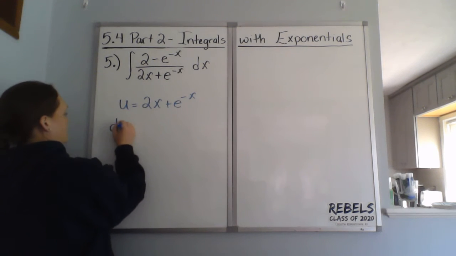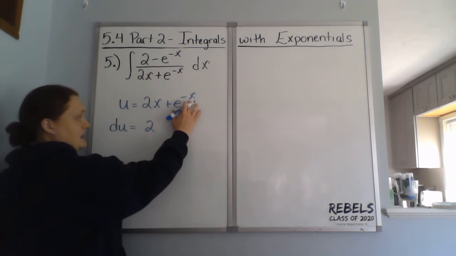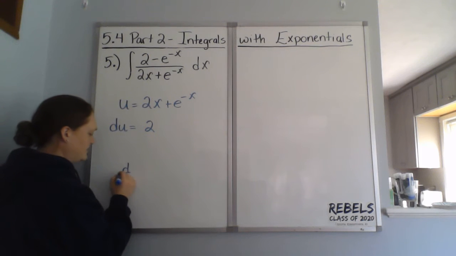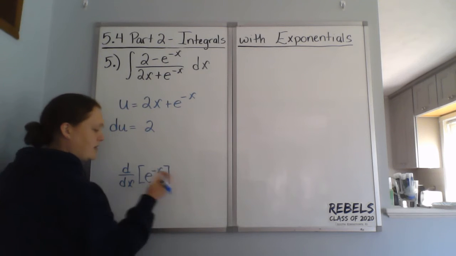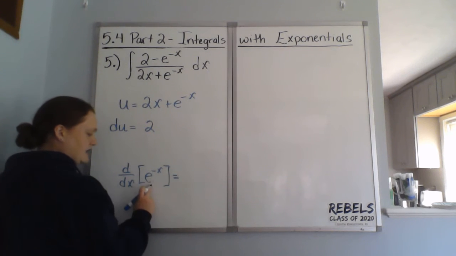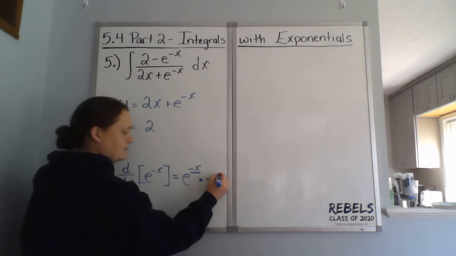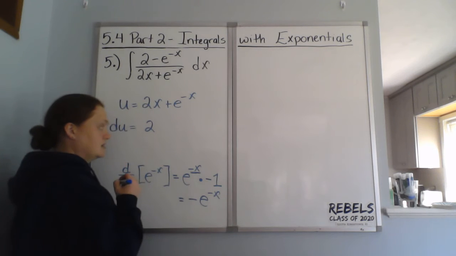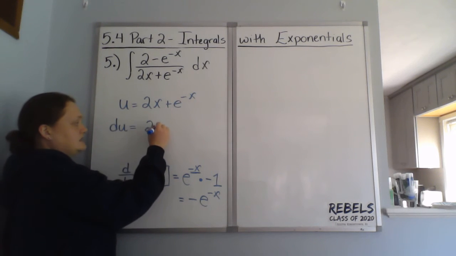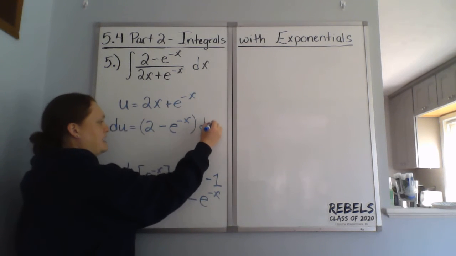Now the derivative of this. The derivative of 2x is just 2. For the derivative of e to the negative x, I'm just going to write out where it's coming from. The derivative of an exponential is itself times the derivative of the exponent. The derivative of negative x is negative 1. So this becomes negative e to the negative x. That binomial gets multiplied by dx.